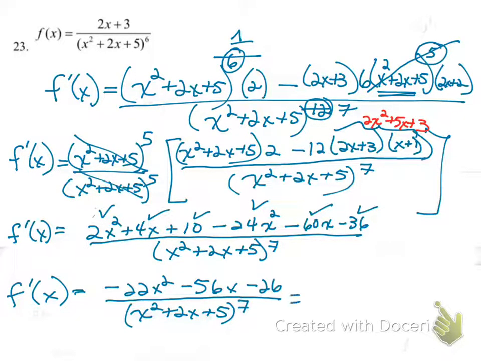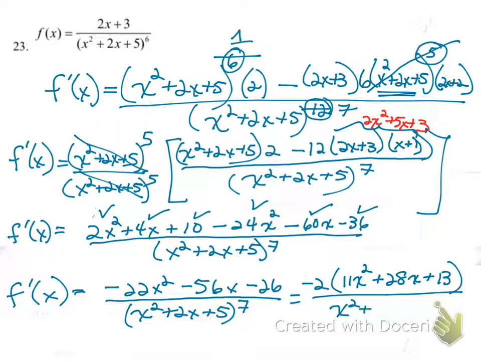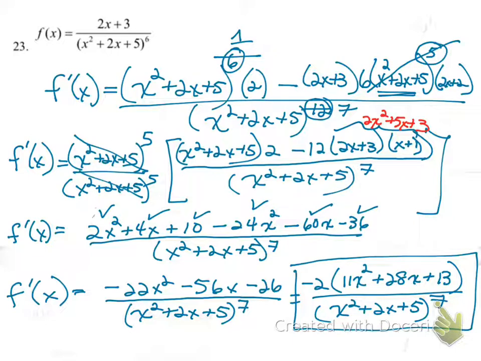Okay, what I would do at this point, I'd factor out a negative 2. That gives me a positive 11x squared, a positive 28x, and a positive 13, all over x squared plus 2x plus 5 raised to the 7th power. So just checking my other work. Yep, I'm good. This is my final answer, and that's the best answer.